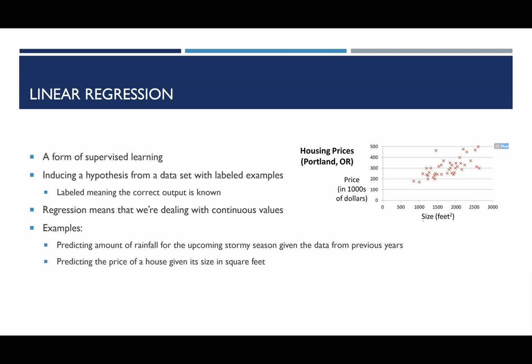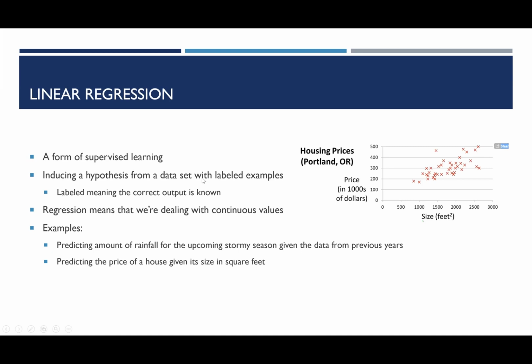Okay. All right. So linear regression is a form of supervised learning, which essentially means that a hypothesis function is induced from a data set with labeled examples. So a data set with X inputs and Y outputs. The outputs are known, and we know essentially what it should look like. And with regression, this means that we're dealing with continuous values as opposed to discrete.